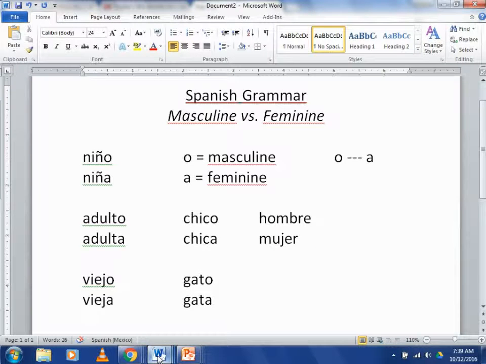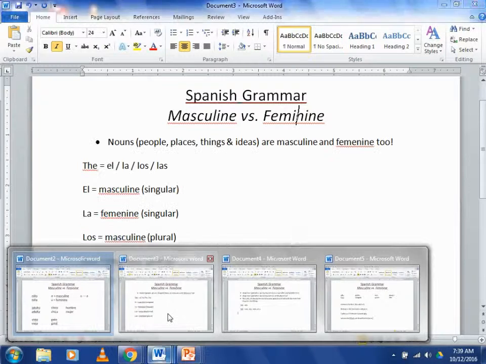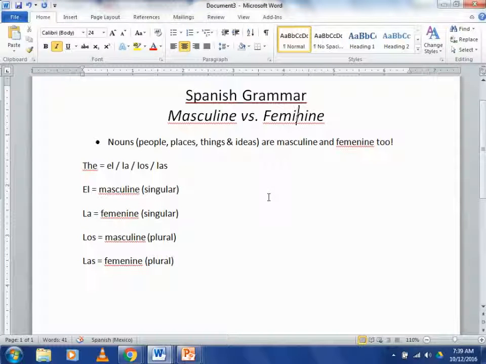If it stopped there, Spanish gender would be a very easy concept, but it is not. The concept of masculine versus feminine also extends to nouns. People, places, things, and ideas. In Spanish, those words are masculine and feminine too. This comes from Latin. Spanish branched off of Latin, and the Latin language had used gender grammar throughout, and so does Spanish. So to start with, we have the word the.